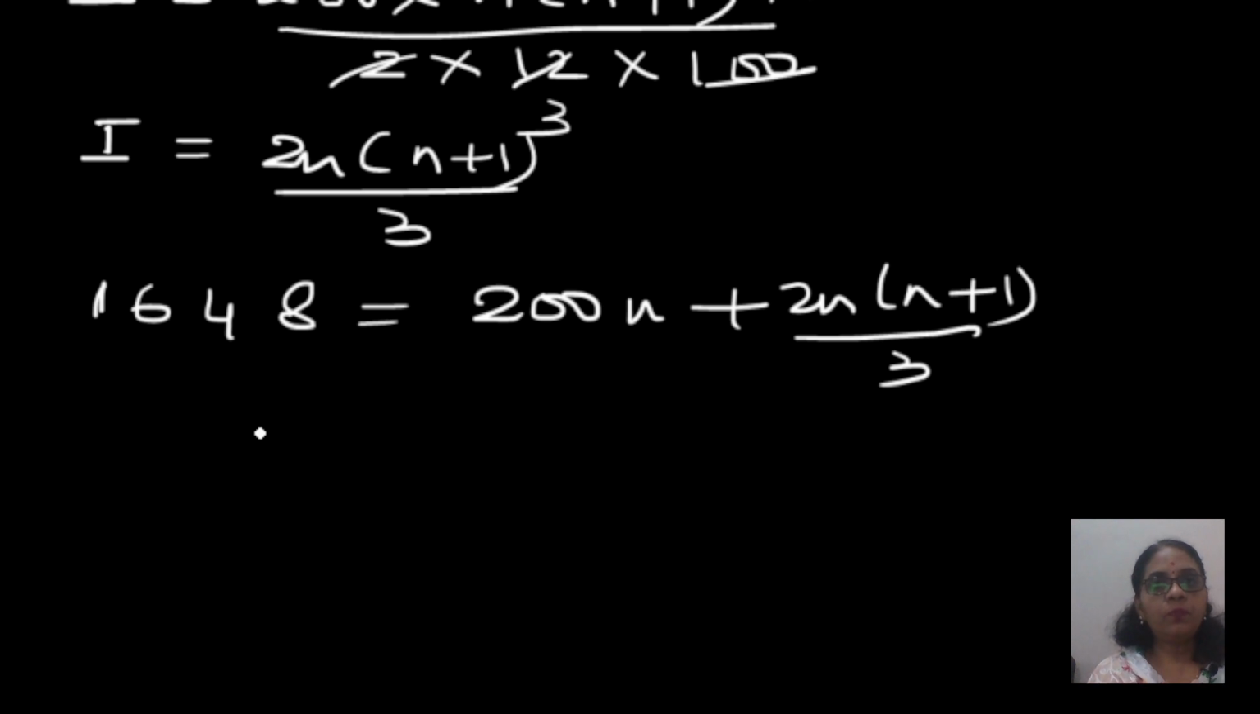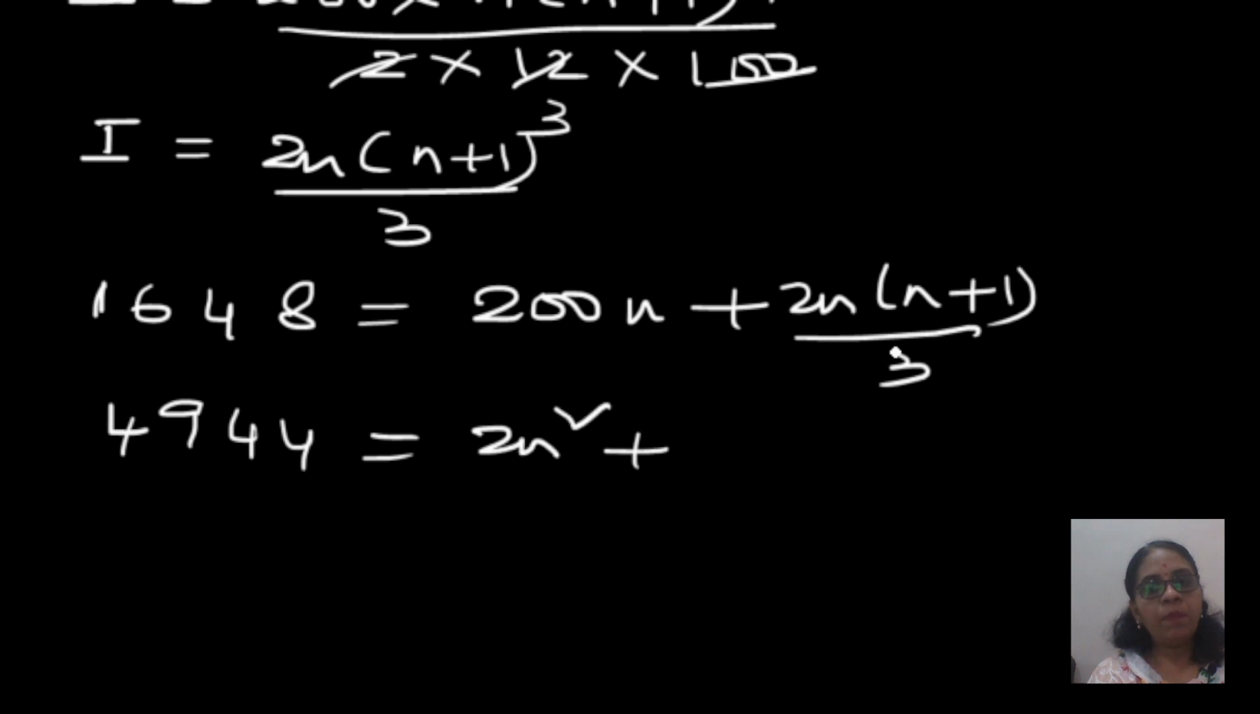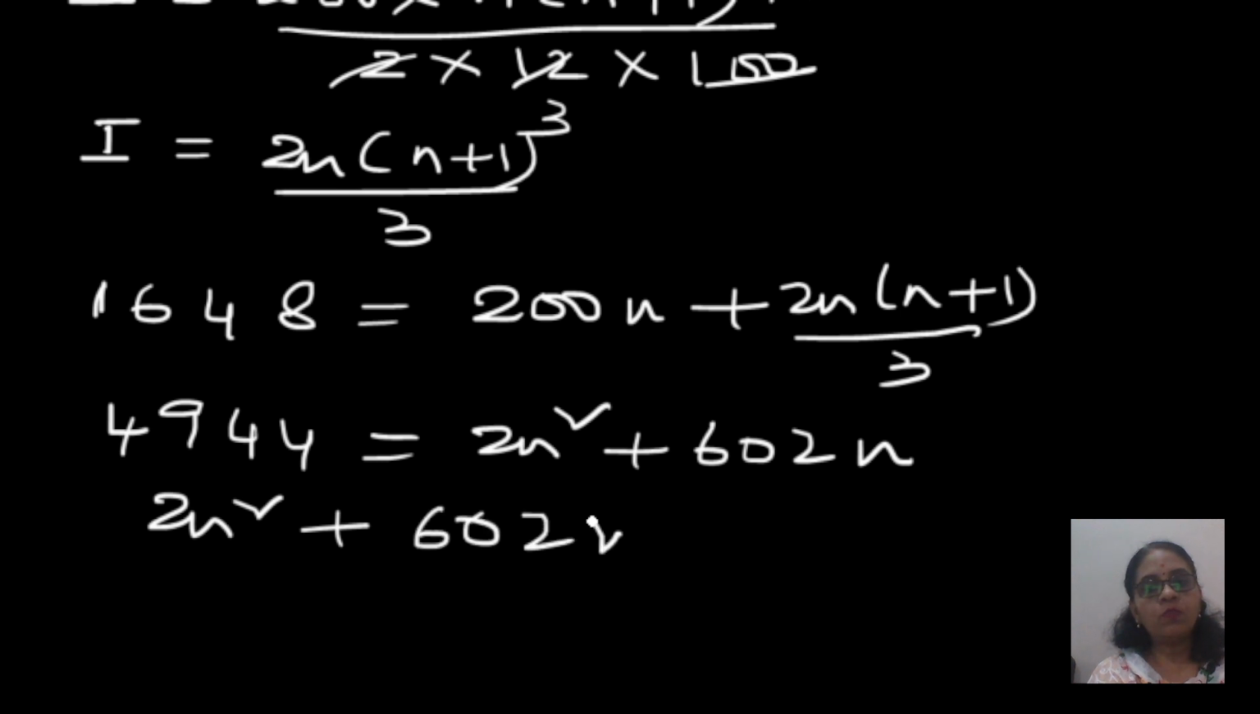So, 1648 into 3 becomes 4944, 200 into 3 is 600, 2n into n is 2n square plus 2n. So, 600 plus 2n becomes 602n. You are in standard 10, so you can afford to do fast calculations. Transpose 4944 to the RHS. So minus 4944 is equal to 0.